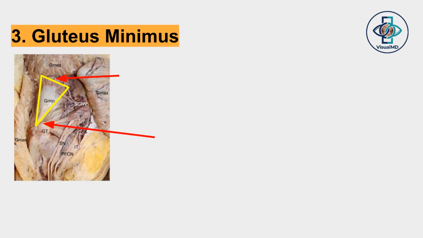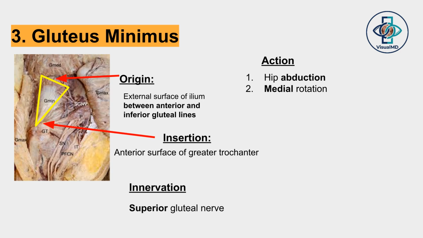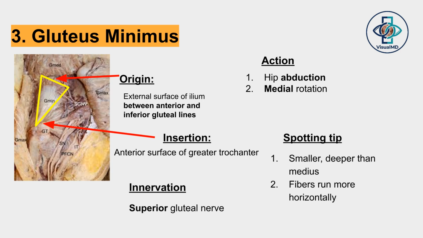Gluteus minimus. Gluteus minimus originates from the external surface of the ilium between the anterior and inferior gluteal lines. It inserts on the anterior surface of the greater trochanter. Its actions include hip abduction and medial rotation, and it is innervated by the superior gluteal nerve. It is smaller and deeper than the medius, with more horizontal fibers.